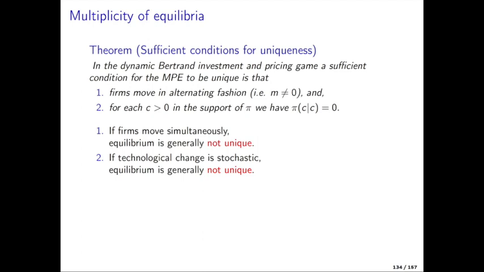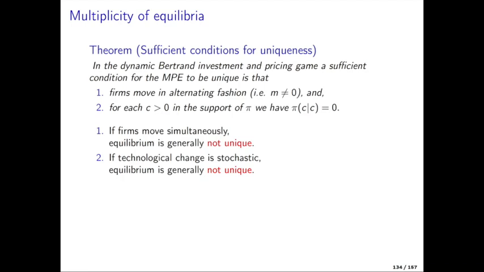Okay, so we have the multiplicity of equilibria. Here's a theorem. We can prove that the sufficient condition for uniqueness in this game is that the firms are moving in alternating fashion, and not simultaneously.